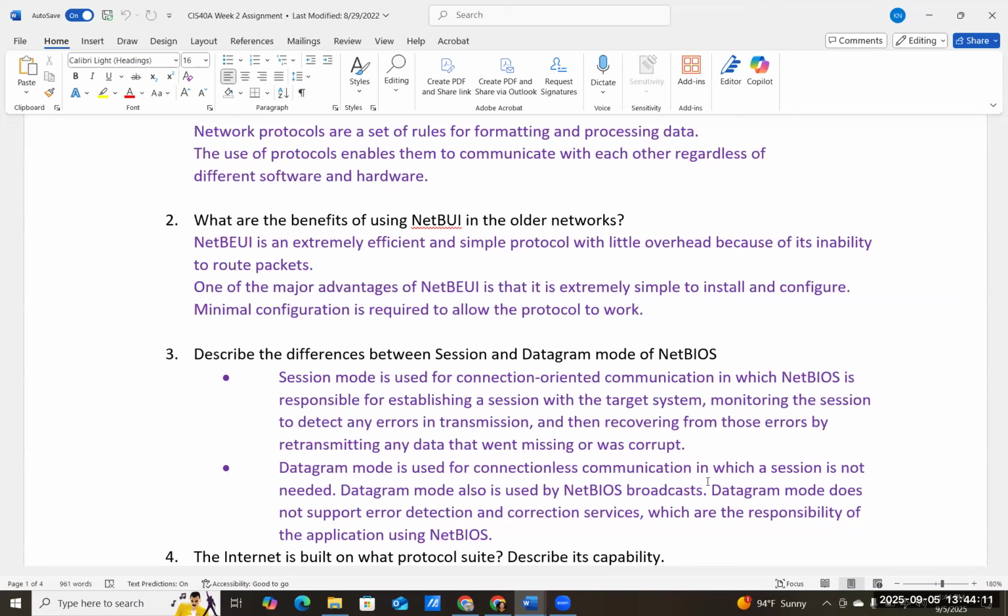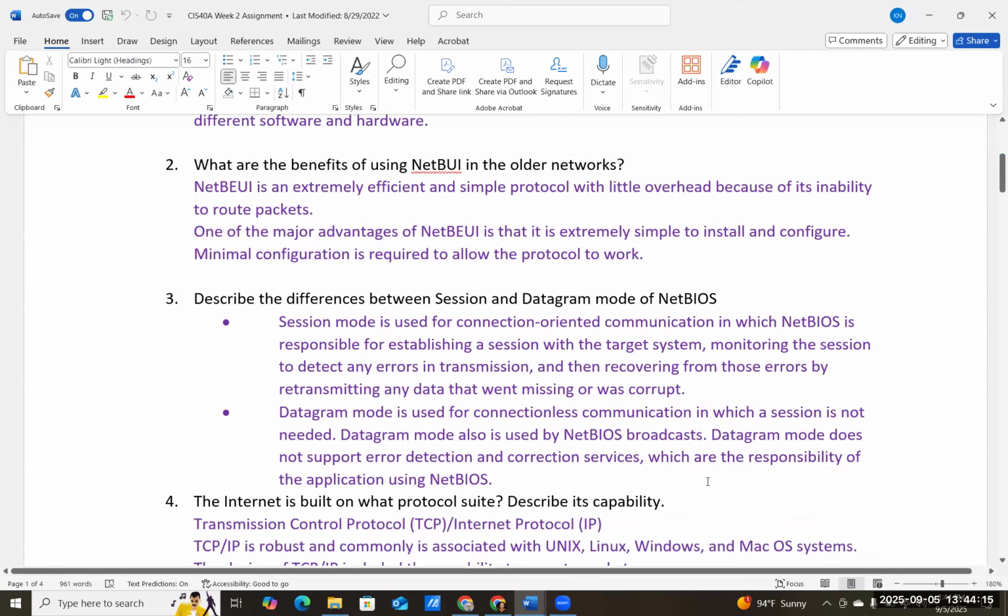The datagram mode is connectionless. This is when you don't need the session mode, okay? And so it does not support data error detection. So in the case that you're using the datagram mode, it doesn't retransmit if there's an error, right?